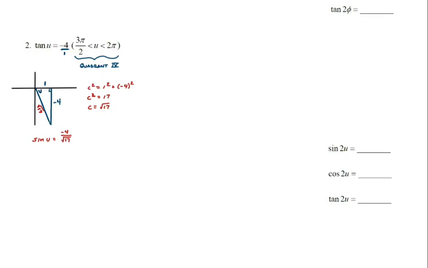So in this triangle, cosine of u would be 1 over root 17, and then tangent of u is actually given to us, but again, if you check the ratio of your sides, you should get negative 4. Now that I have all three trig functions identified, I'm going to use those to evaluate the double angles. So I'm going to find sine of 2u. First thing I'm going to do is rewrite the double angle identity.